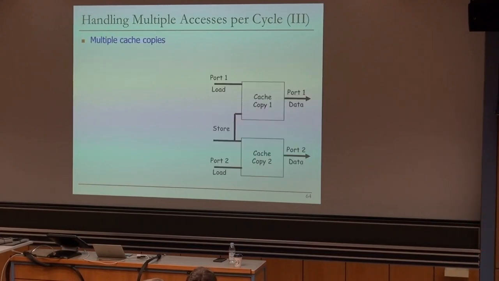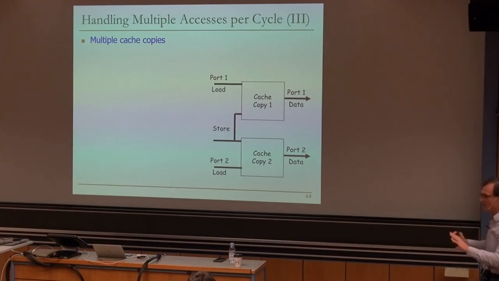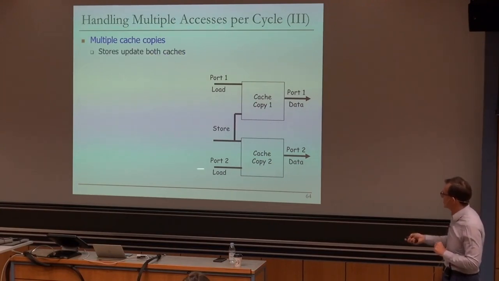Okay, this is another way of doing multiple accesses per cycle: basically copying. You copy the cache into two. You have one cache copy, another cache copy. In this case, you don't touch the latencies of cells, right? That's the difference from virtual multiporting versus real, true multiporting. So each cache copy is the same as a single ported cache. But you direct the load accesses: this is the first port for the load, and this is the second port for the load.